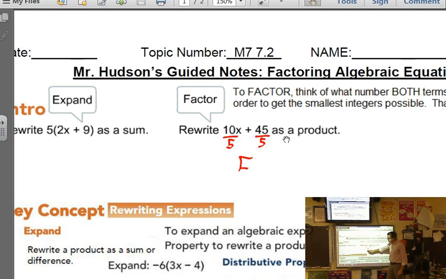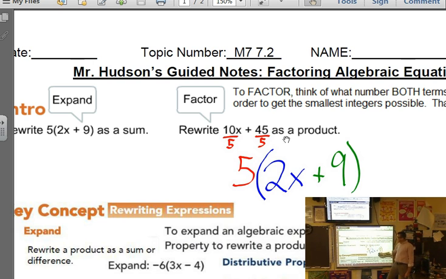That 5 becomes a multiplier to both of them, because to get back to the original, it would have to multiply to both of them. But then we say, what would it have to multiply by? Well, 10x divided by 5 becomes 2x. And then the 45 divided by 5 becomes 9. And that is how it's the exact same thing as our expression that we're asked to expand. So factoring is just the exact opposite of expanding.